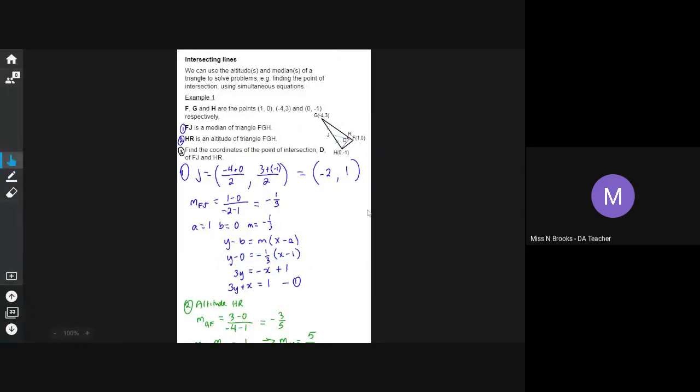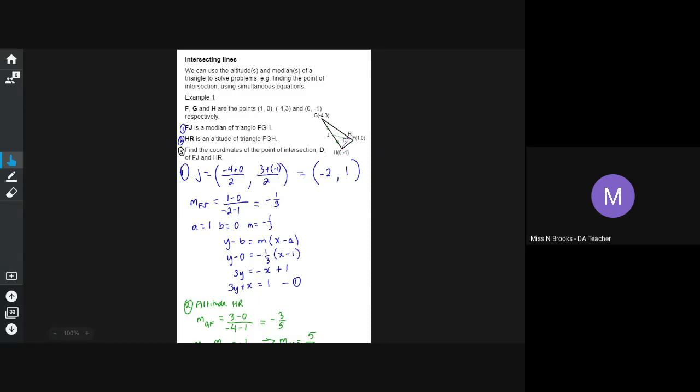Okay, intersecting lines. So we can use altitudes and medians of a triangle to solve problems, finding the point of intersection using simultaneous equations. So in this example, F, G, and H are the points (1, 0), (-4, 3), and (0, -1) respectively on the triangle FGH. FJ is a median of triangle FGH, and HR is an altitude of triangle FGH, and we want to find the coordinates of the point of intersection D of FJ and HR.